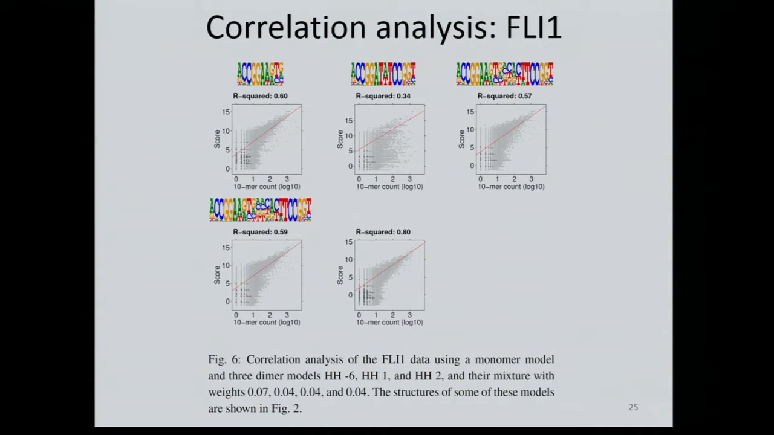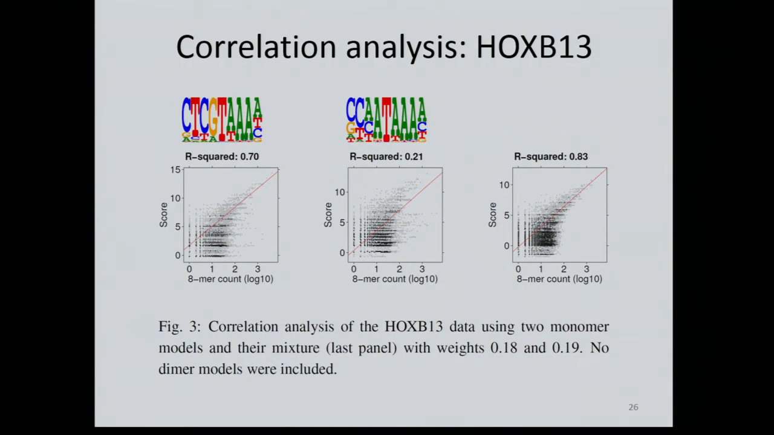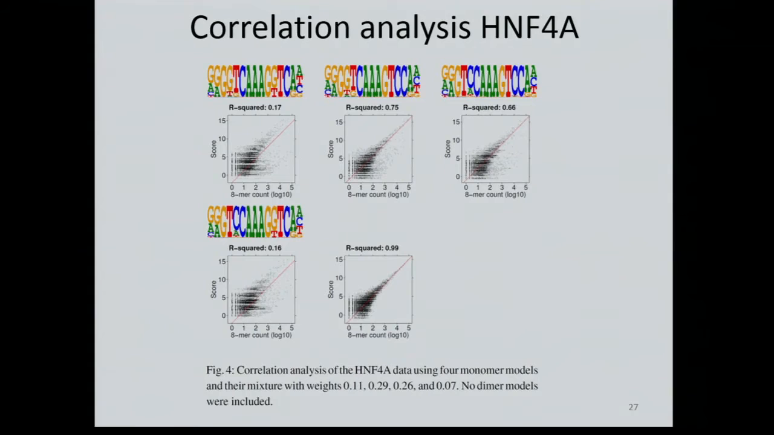So these are individual R squared values here, and when we combine using these mixture parameters lambda, we get the highest R squared. And here is another one, and maybe here is a third one where we get really strong R squared at the end. This factor only has 4 different monomers, and when we combine them, the R squared is 0.99.